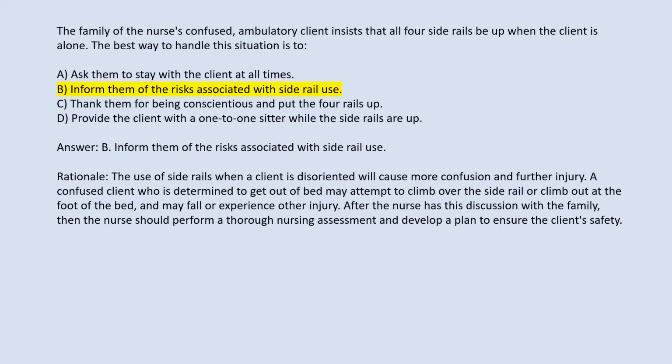Answer: B. Inform them of the risks associated with side rail use. Rationale: the use of side rails when a client is disoriented will cause more confusion and further injury. A confused client who is determined to get out of bed may attempt to climb over the side rail or climb out at the foot of the bed, and may fall or experience other injury. After the nurse has this discussion with the family, the nurse should perform a thorough nursing assessment and develop a plan to ensure the client's safety.